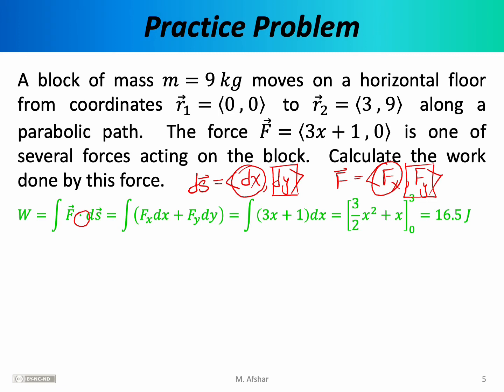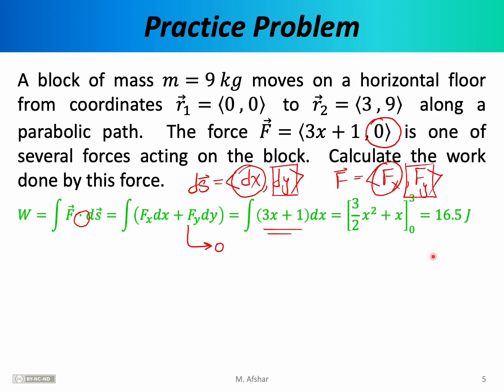Now it turns out that Fy is 0, so that simplifies the integral a little bit. We're told that the y component is 0, and the x component is 3x plus 1, and that's where this 3x plus 1 comes from. So now we have an integral of 3x plus 1 dx. You should be able to carry out this integral relatively easily.